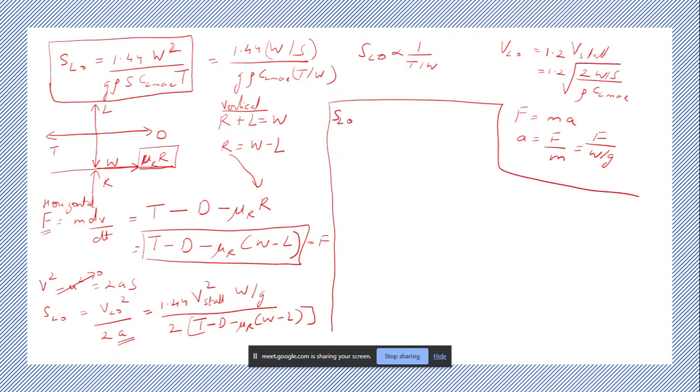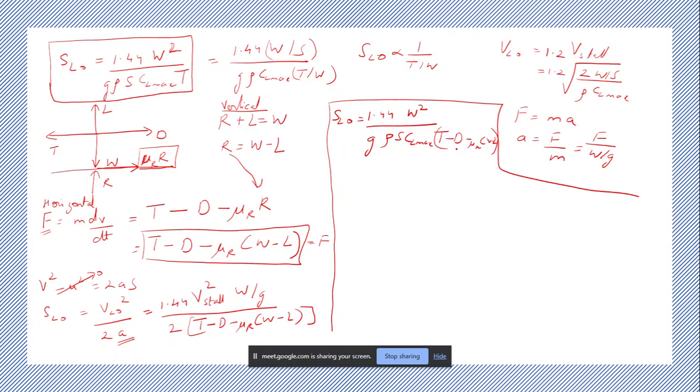You have S liftoff equal to 1.44 times V stall square, which is nothing but, the 2 and 2 get cancelled, and you have W square. I take the G below. You have G rho S CL max and the entire force term minus mu R (W minus L).